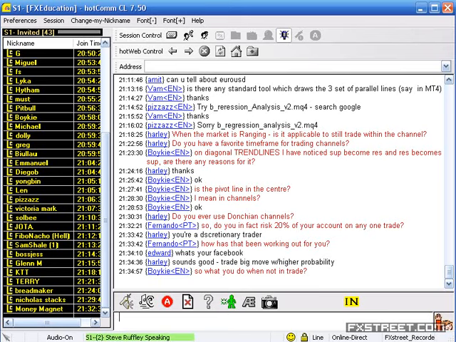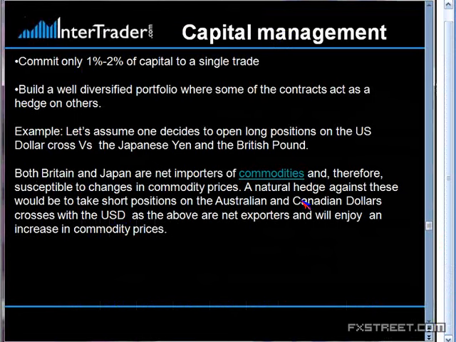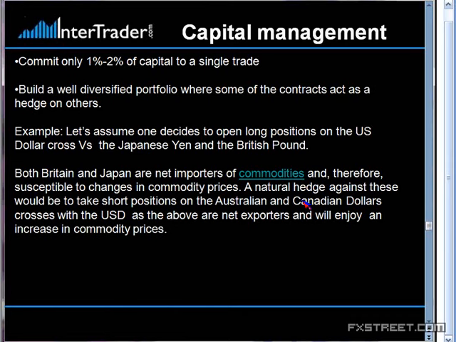Right. Let's get back on this after a bit of a tangent there. So, okay. When we're talking about an example, let's assume one decides to open a long position on the US dollar cross versus the Japanese yen and the British pound. Both Britain and Japan are net importers of commodities and therefore susceptible to changes in commodity prices. Okay, a natural hedge against these would be to take a short position on the Australian and Canadian dollars cross for the US dollars. Okay, because they're all net exporters and will enjoy an increase in commodity prices.